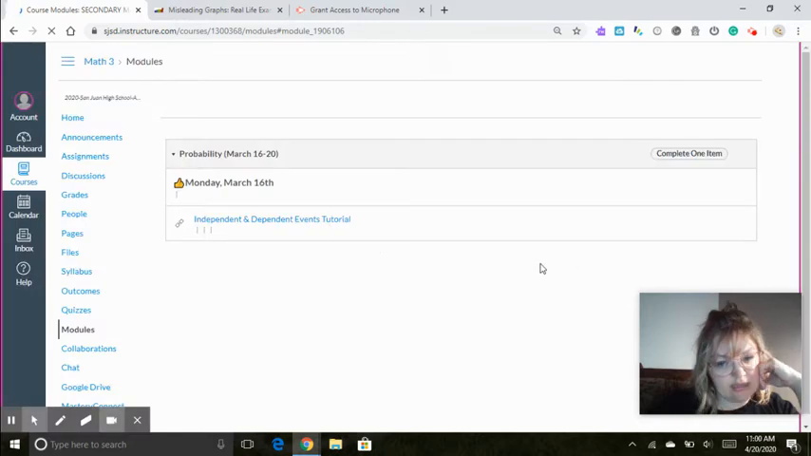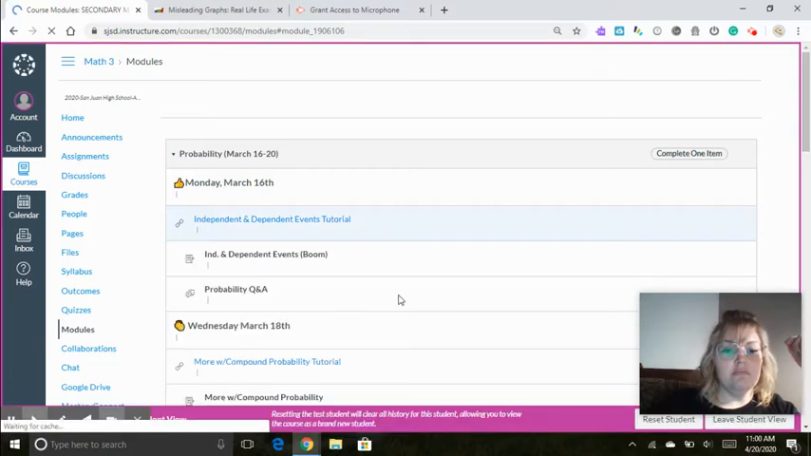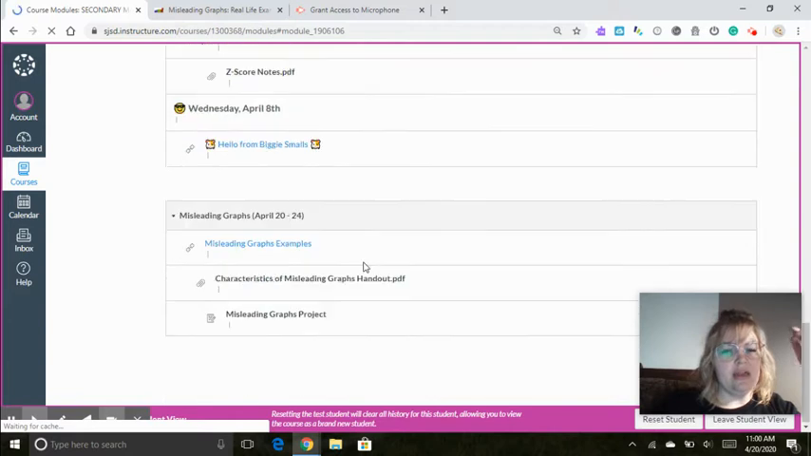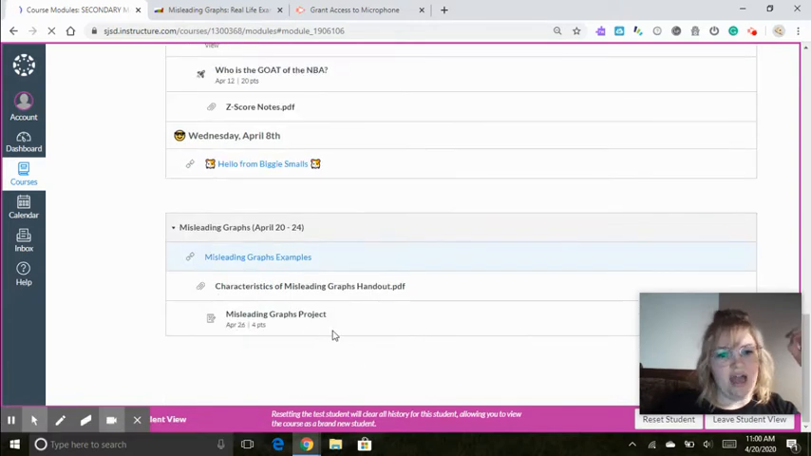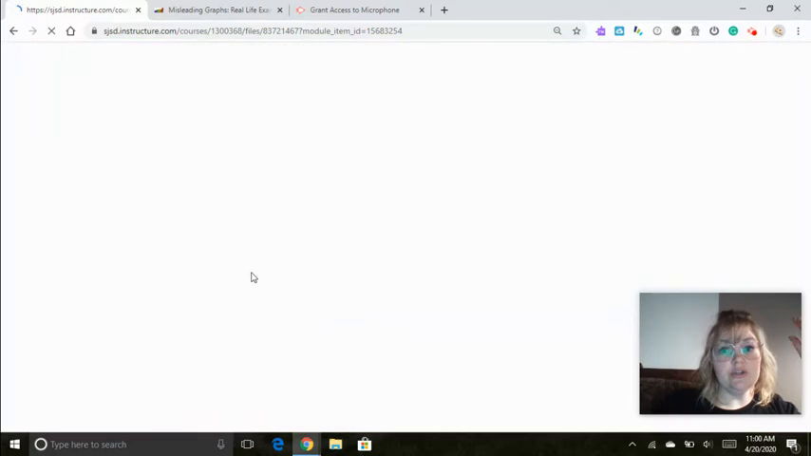that mentions some other things that maybe don't make a graph misleading all the time, but are just not exactly accurate. It's not the best way to show information. Okay, so why won't it let me click on it? There we go. Okay, so the characteristics of misleading graphs handout. This is just a handout for you to use and reference when you are doing your project.